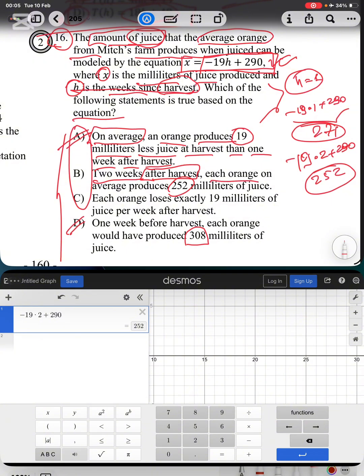Each orange on the average produces 252 milliliters of juice. Now it's totally correct because it explains this part. Each orange loses exactly 90 milliliters per week after the harvest. It's incorrect. So we have to just simply select B choice in this question.